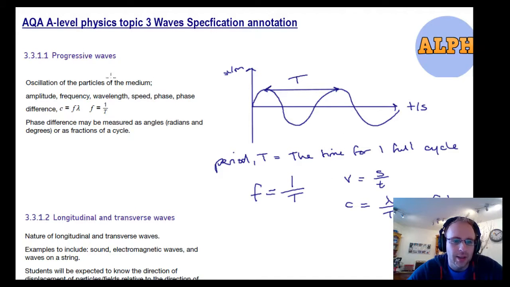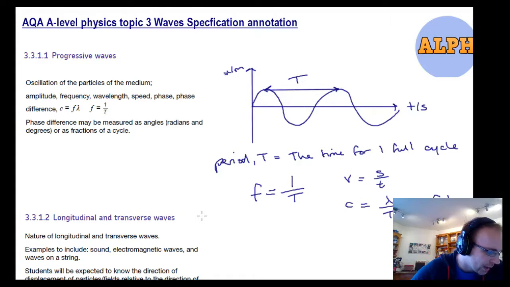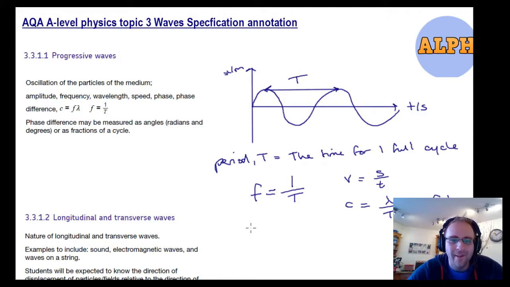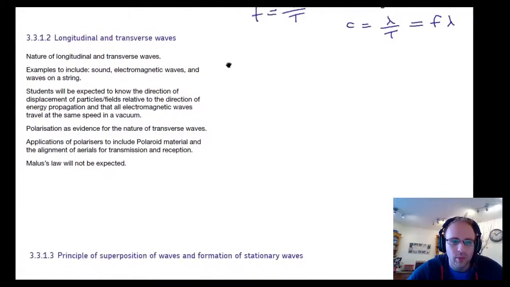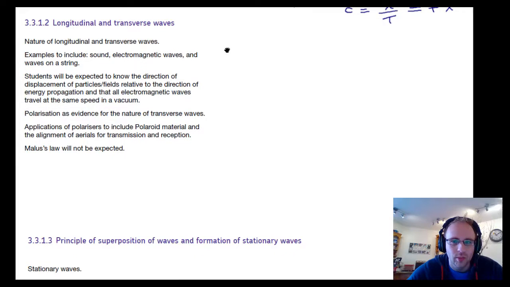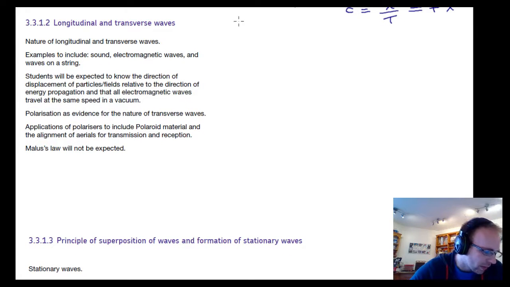Ace. Do we miss anything? Amplitude, frequency, wavelength, speed, phase difference, and those two equations. Excellent. Celeritas. What language is that from, George? C is for Celeritas. Latin. There you go. Excellent.